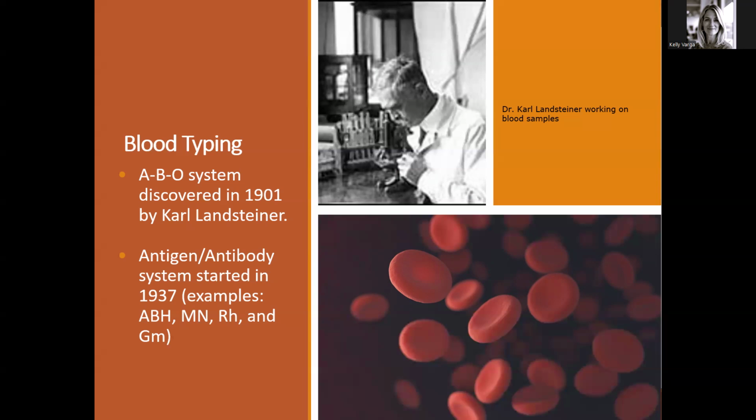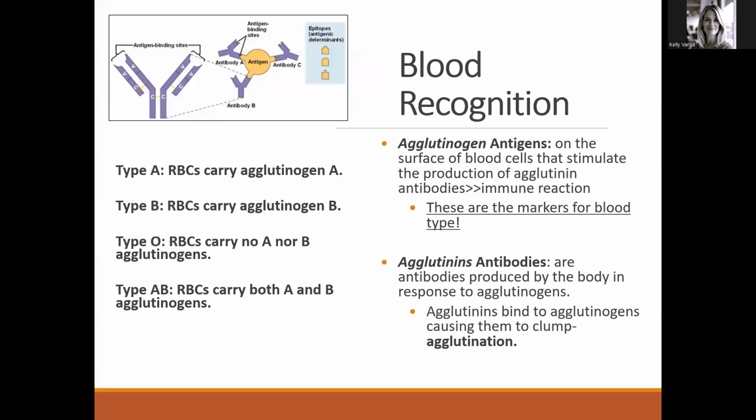So what do I mean by that? If you have type A blood or type B blood, your red blood cells are going to carry an agglutinogen, right? An agglutinogen antigen to that particular blood type. So agglutinogen antigens on the surface of the blood cells are those that stimulate the production of the agglutinin antibodies, which triggers the immune reaction. These are important for determining your blood type, right? And I've got a picture to come in the next slide.